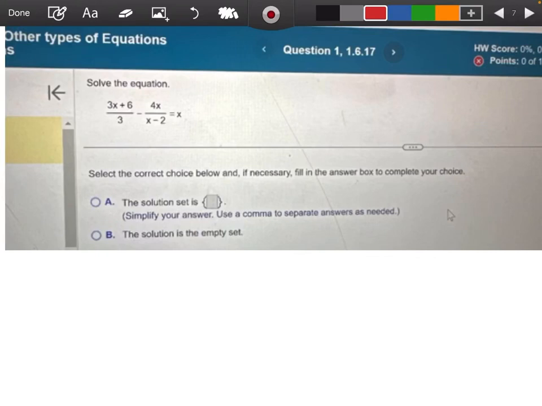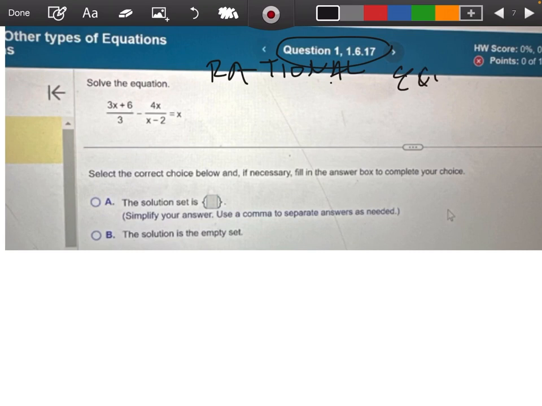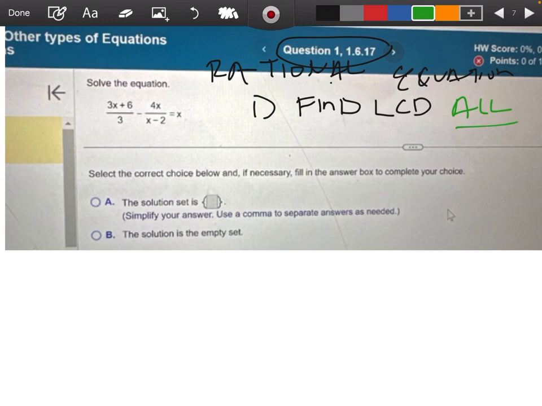All right, y'all, this is a question out of 1.6. This is question number 1 out of 1.6, and it's asking us to solve the equation here. So, y'all, just as a reminder, this type of problem is what we call a rational equation, okay? It has fractions. Step number 1, y'all, we need to find the LCD of all the fractions, okay?